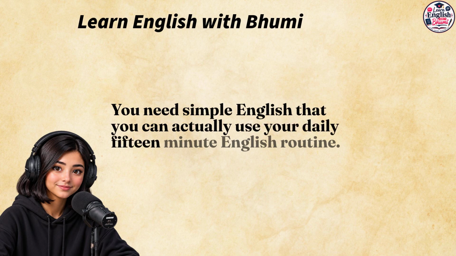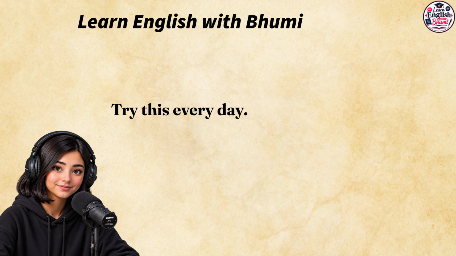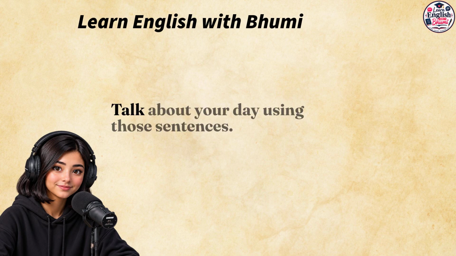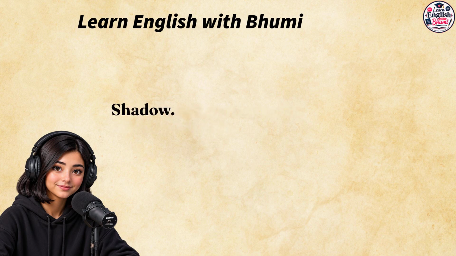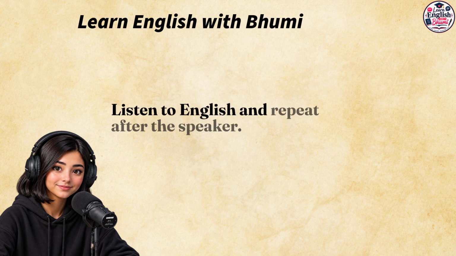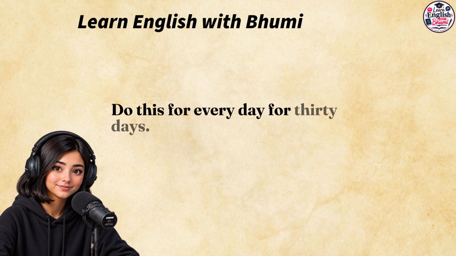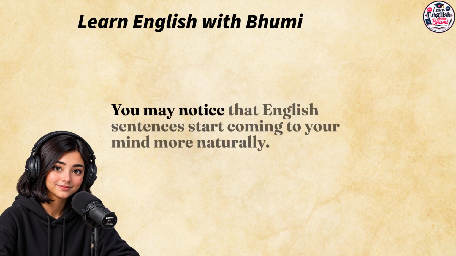Your daily 15-minute English routine. Try this every day. 5 minutes, learn sentences. Learn 5 useful sentences. 5 minutes, speak. Talk about your day using those sentences. 5 minutes, shadow. Listen to English and repeat after the speaker. Do this every day for 30 days. You may notice that English sentences start coming to your mind more naturally.